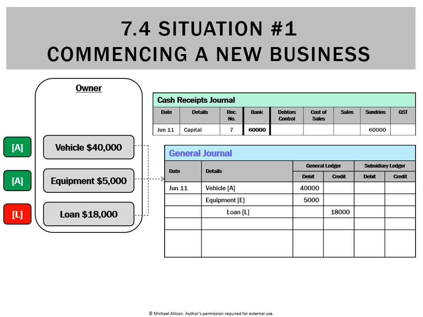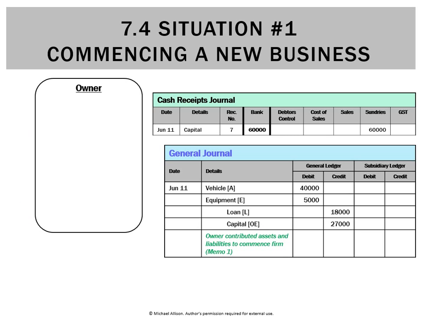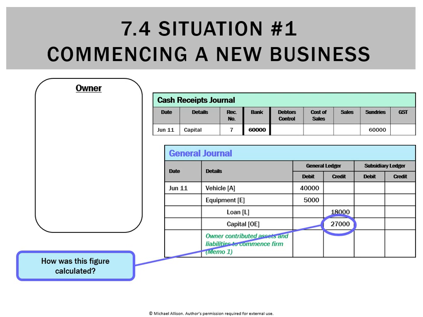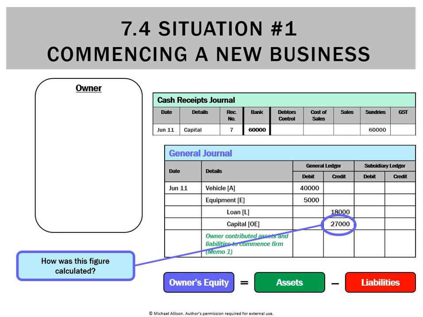However, our debits don't equal our credits, so what we've got here is the owner contributing capital, but also contributing a loan. The difference here will be capital of $27,000. We put a narration in: the owner contributed assets and liabilities to commence the firm. Where did the $27,000 come from? We always know capital or owner's equity is equal to assets less liabilities. In this case, we have total assets of 45 grand, which were the vehicle and the equipment, less the liabilities of 18, which gives a total of 27,000.